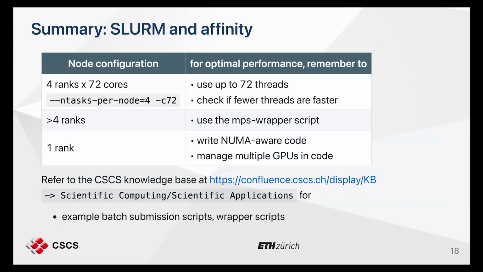So in summary, use 4 ranks per node for natural mapping when you can saturate your GPU with 1 rank. If not, and you have smaller jobs per rank, which are probably not enough to saturate the GPU on their own, or for example legacy code with a very fine domain decomposition, say 1 domain assigned to each core, then that's the case when you can use MPS. And if you still want to do 1 rank for the full node, then you have to write NUMA-aware code and manage multiple GPUs in your code as well.